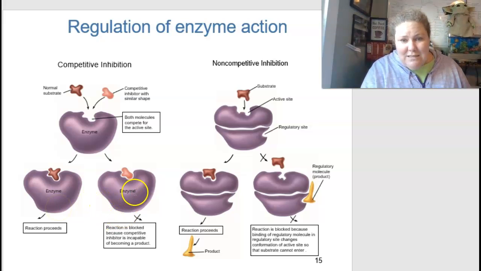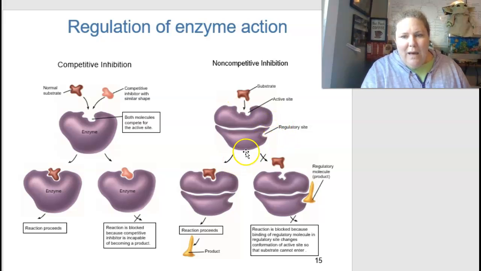Where if it doesn't, because it's blocked by a similarly shaped competitor, it's going to inhibit and therefore is going to be incapable of making the product. Where the non-competitive, again, we have that substrate and we have the active site, but we have that site that's distinct from the active site.